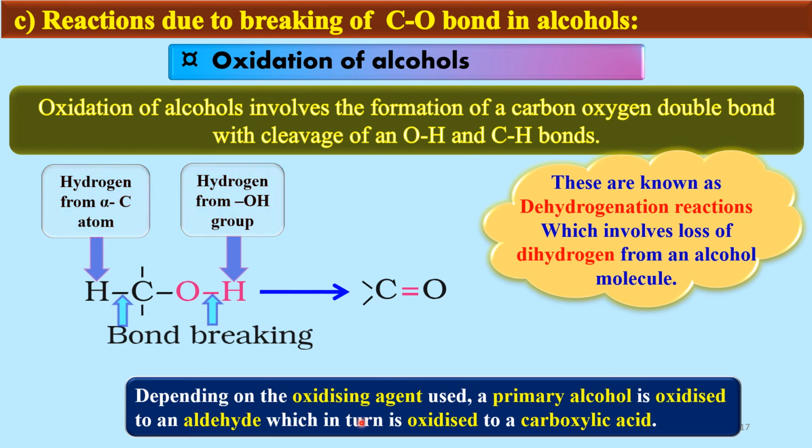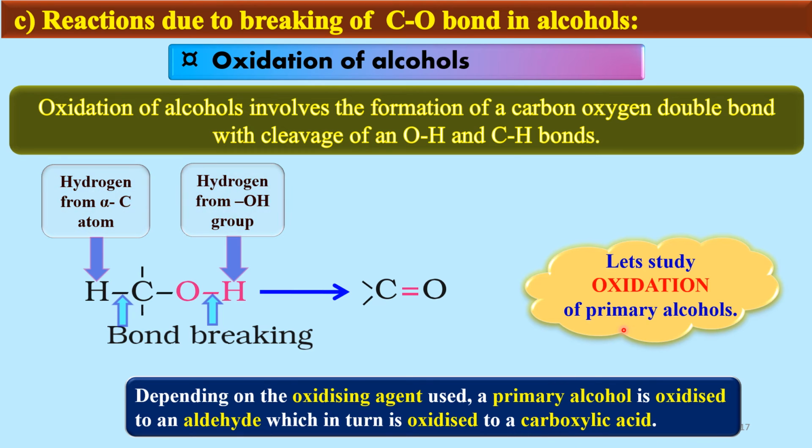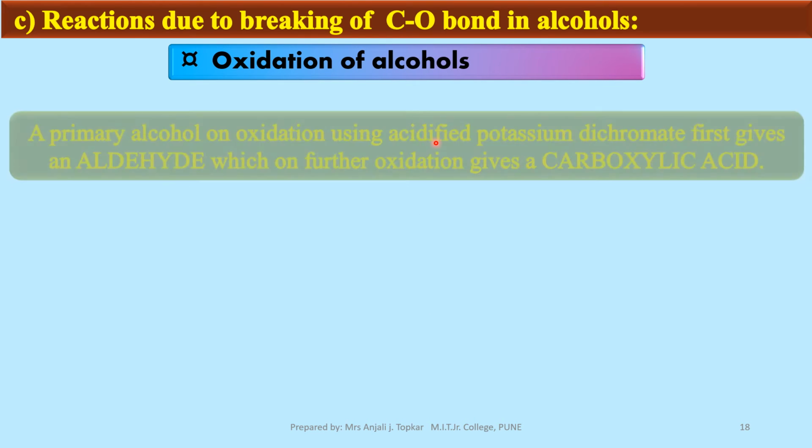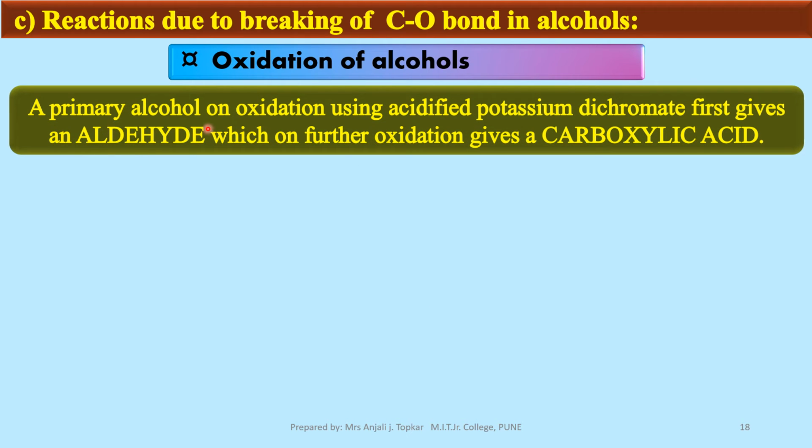Depending on the oxidizing agent used, a primary alcohol is oxidized to an aldehyde, which in turn is oxidized to a carboxylic acid. Let's study oxidation of primary alcohols. A primary alcohol on oxidation using acidified potassium dichromate first gives an aldehyde which on further oxidation gives a carboxylic acid.